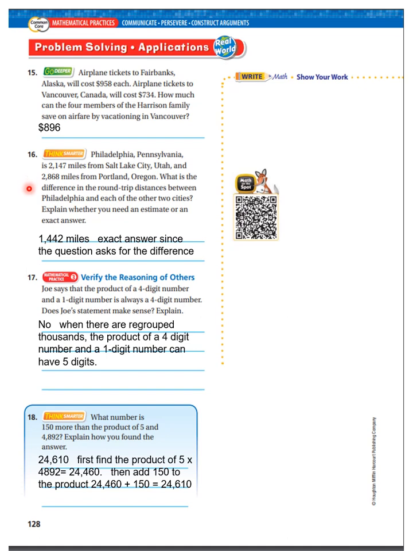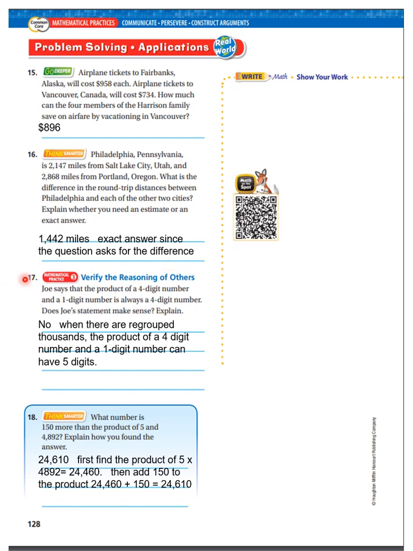What is the difference in the round-trip distance between Philadelphia and each of the other 2 cities? Explain whether you need an estimate or an exact number. Well, you're going to need an exact number. All right, and the answer is 1,442 miles. You need an exact answer since the question asks for the difference. It's not asking for an estimate, okay? All right, let's look at 17.